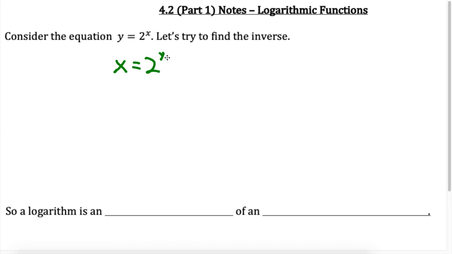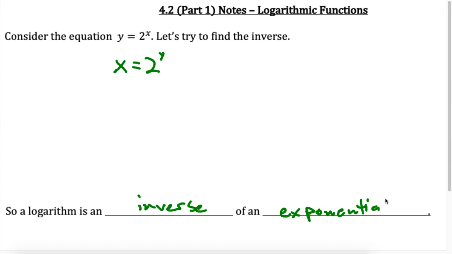Now, I need some way to undo y, this exponent. I need some way to bring that down, to undo a power. From what we've studied so far, we don't really have a way to do that, which is why we are going to introduce this idea of logarithms. A logarithm is an inverse of an exponential.